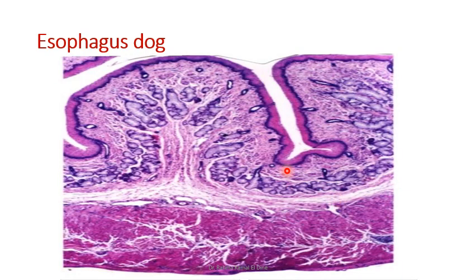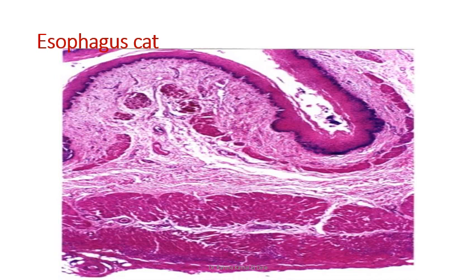Again, esophagus dog: non-keratinized stratified squamous epithelium. In the submucosa, there are esophageal glands. This is the esophagus cat. From where do you know? Well-developed muscularis mucosa.